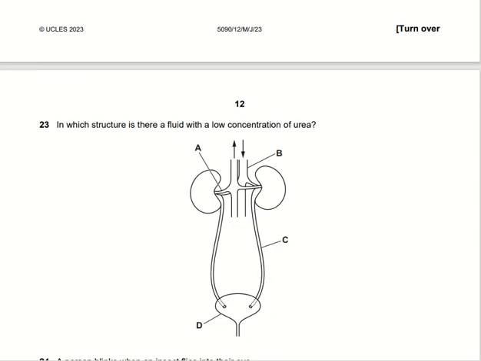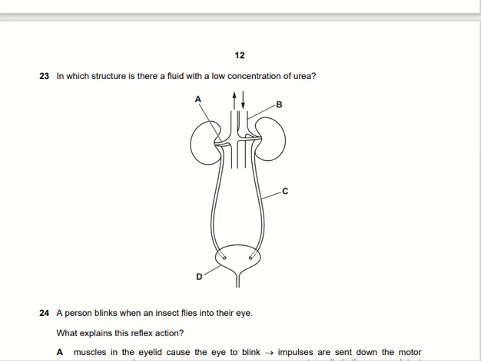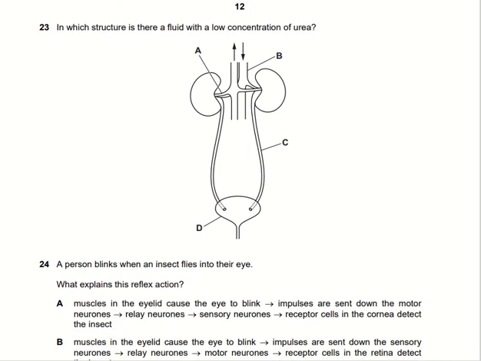In which structure is there a fluid with a low concentration of urea? Low concentration of urea is present in which particular part? A, B, C or D? So let's check. It can be at that particular vein or blood vessel which is carrying the blood towards the kidneys, because the kidneys will process this blood and will produce the urea. So option A here is the right answer.